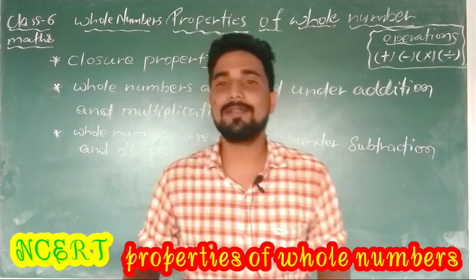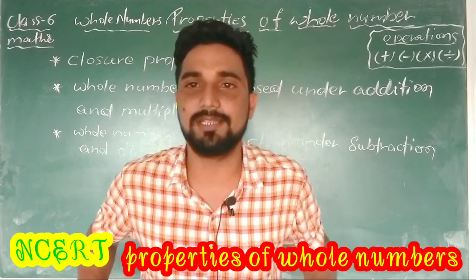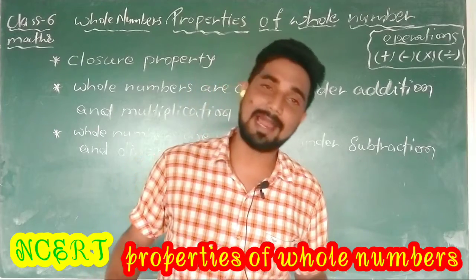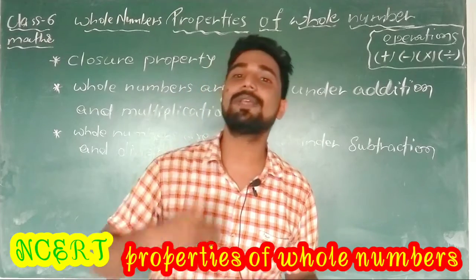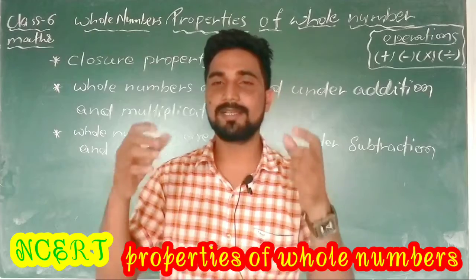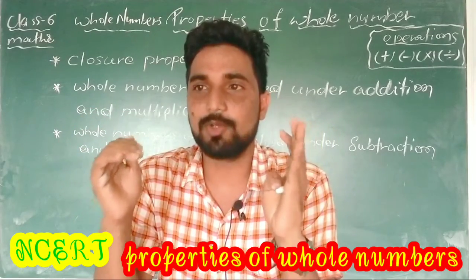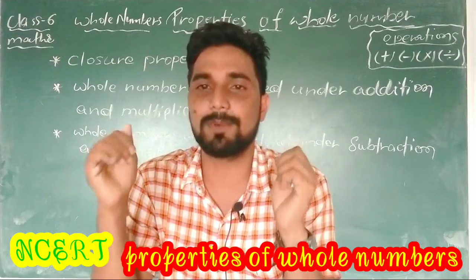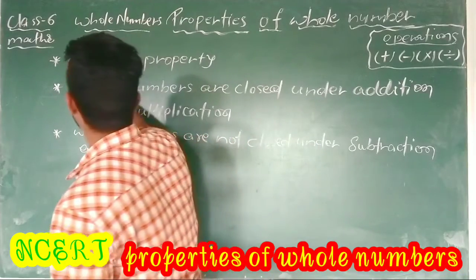Why do we read this property? Properties help us to make the questions easy, to make the calculation easy. In which order we can add the numbers, in which order we cannot add the numbers, how we can subtract the numbers, how we cannot subtract the numbers. So properties help us to make the calculation easy. That is the reason why we read these properties in this class. So the first property, the name is written, you must be getting it, that is closure property.